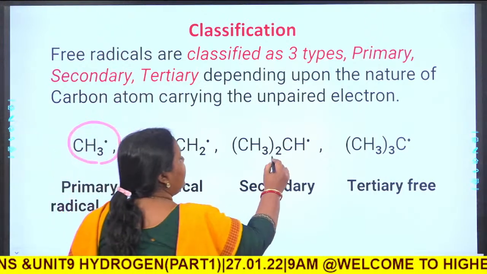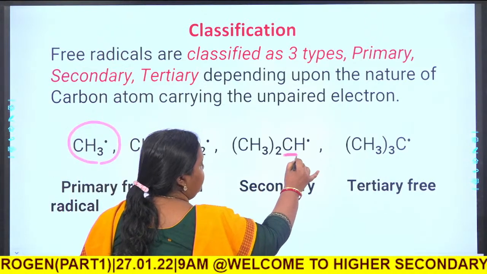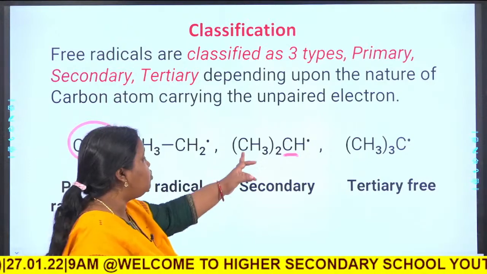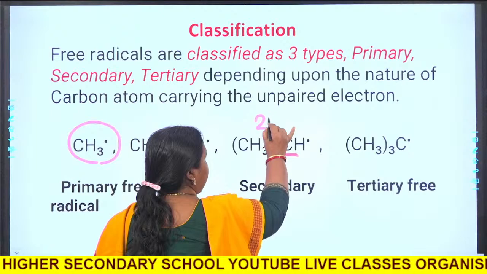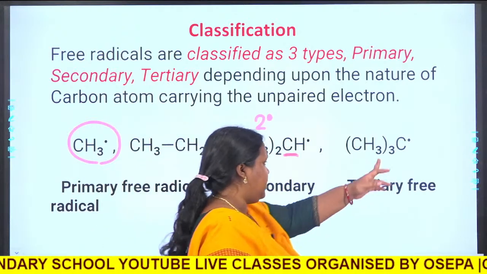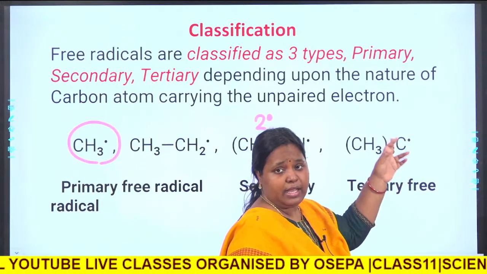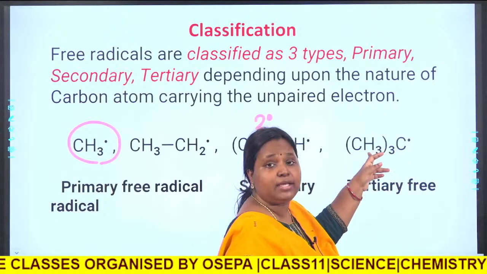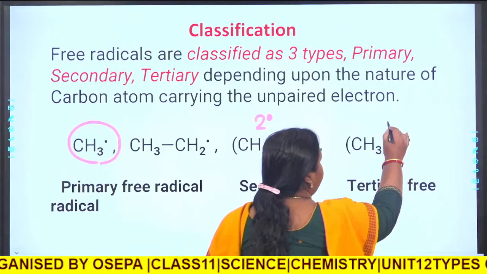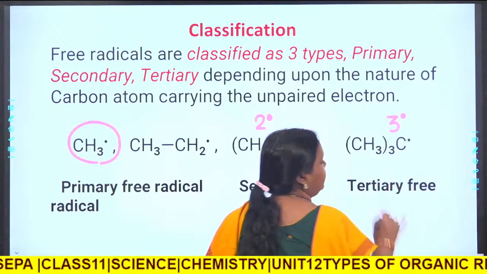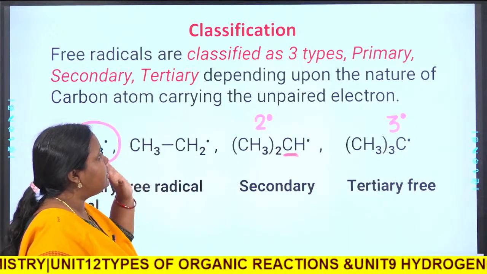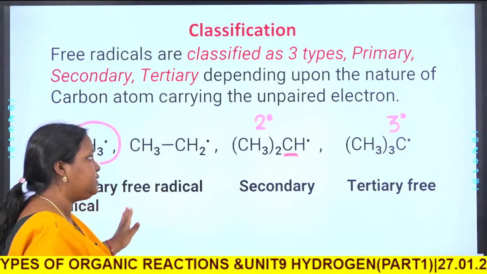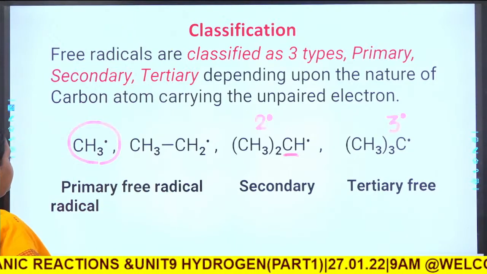Here, the unpaired electron is present on the carbon which is attached to two other carbon atoms, hence it is called a secondary free radical. And here, the unpaired electron is present on the carbon which is attached to three other carbon atoms, hence it is an example of a tertiary free radical. Exactly the same mode of classification as carbocations and carbanions is applicable for free radicals.